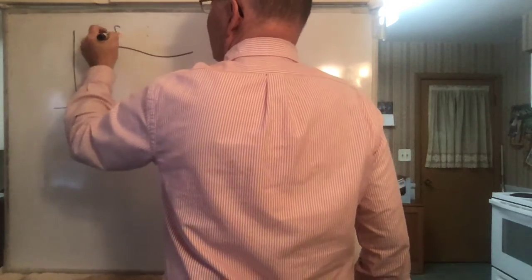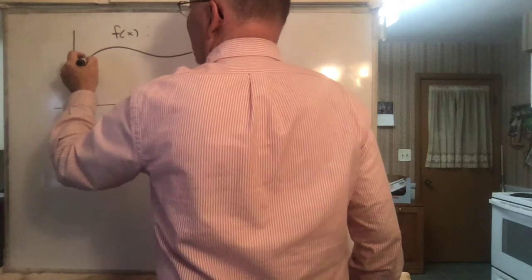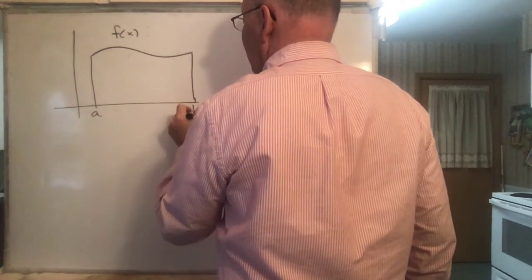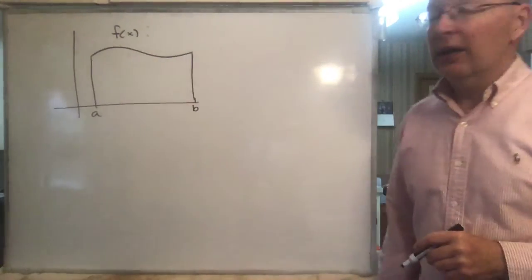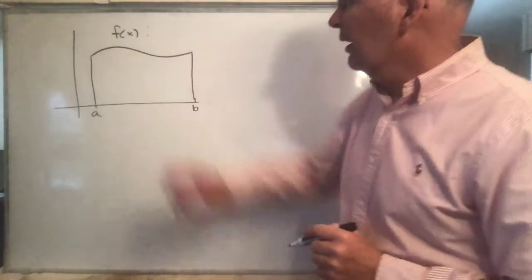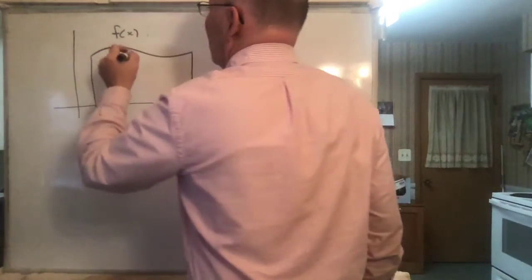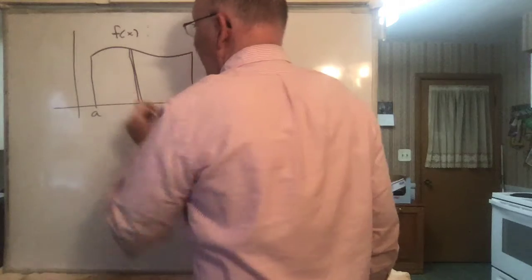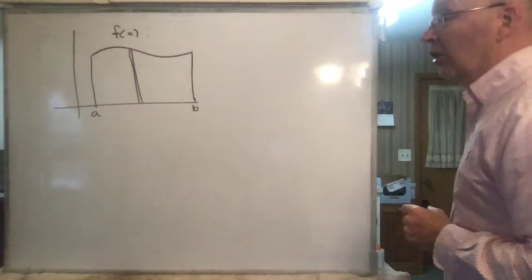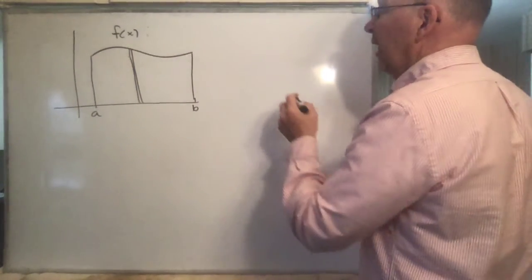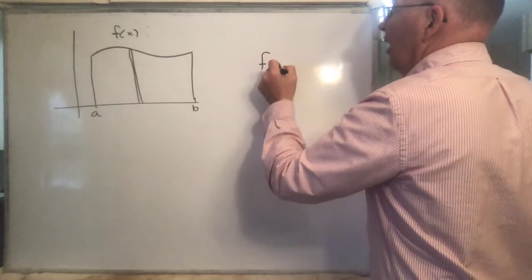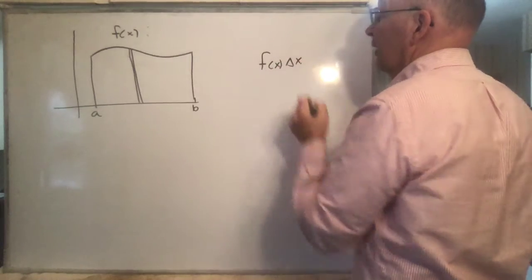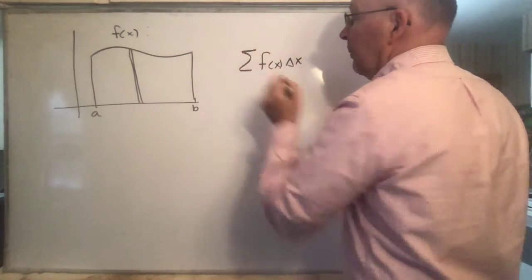Suppose you have some function, call it f of x, on the interval from a to b. And we know that if we want to find the area under that function, what do we do? We take all these little rectangles, and all those little rectangles have a certain height to them, f of x, and the width might be a little delta x right there, and then we sum them all up.